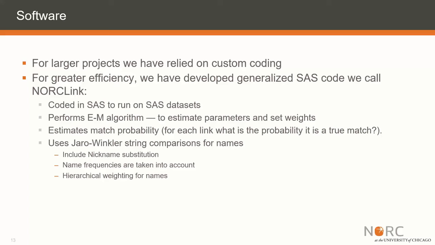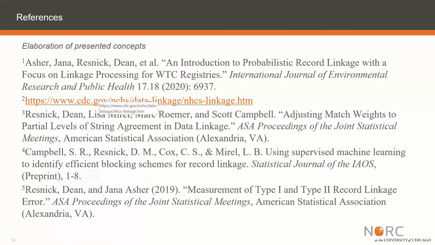It performs the EM algorithm. I realize here that I never really gave a good description of the EM algorithm, other than it's a machine learning strategy. E and M refer to expectation maximization. It's a method to use untrained data to estimate parameters. I'm not going to go into the details of how it works. It can be very effective. The software estimates match probability for each link: what is the probability it is a true match. It does use Jaro-Winkler string comparisons for names. It includes nickname substitutions. Name frequencies are taken into account, and we do hierarchical weighting for names, and also some other variables. We do some hierarchical analysis of them. So those are the types of enhancements that we've developed.